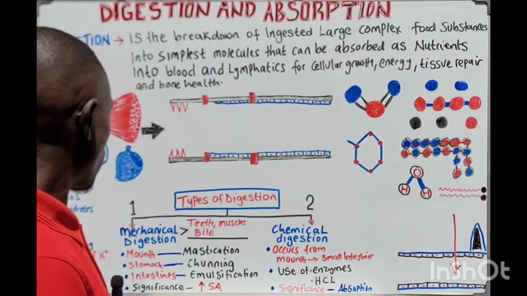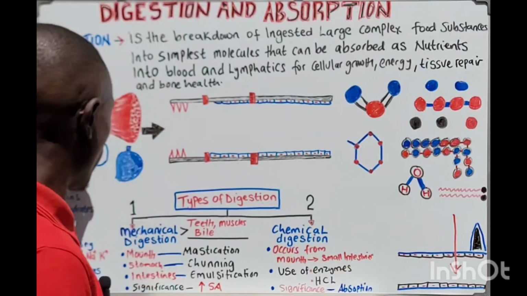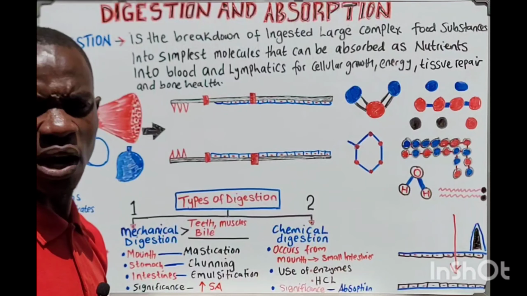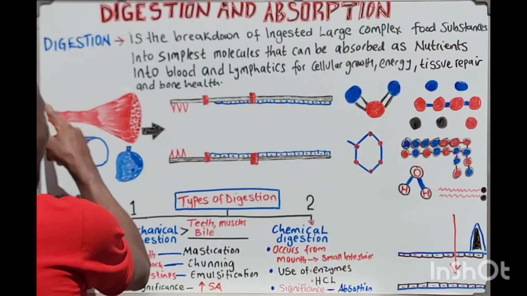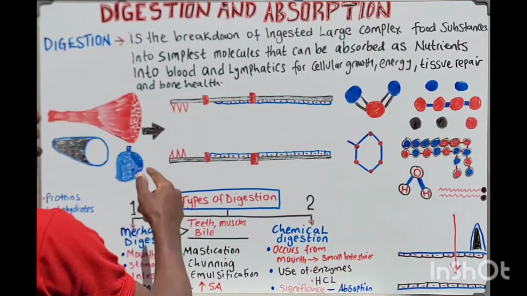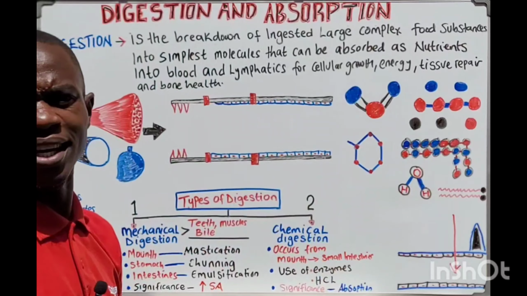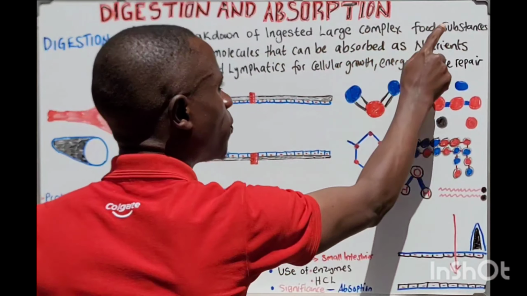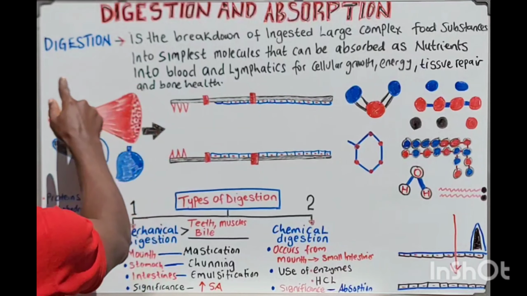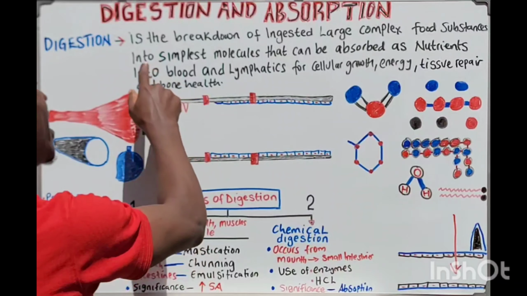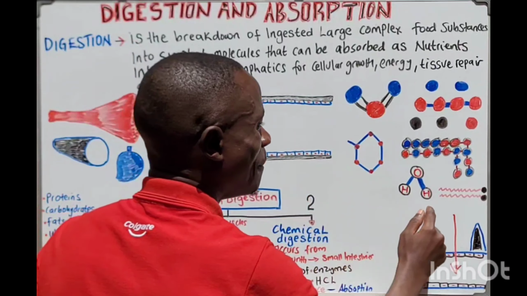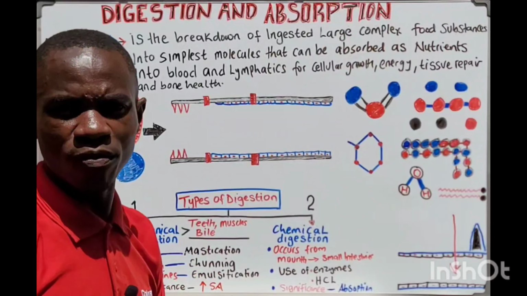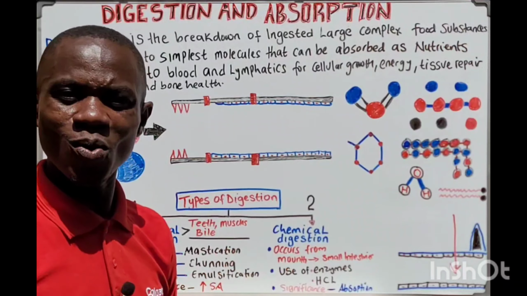There are very many other definitions of digestion, but this one is the simplest possible definition. Here we are seeing a diagrammatic illustration. We are trying to show how digestive processes happen. We are converting these large complex food substances into the simplest units. When we talk of large complex food substances, we mean all these substances here, and when we say the simplest molecules, we mean these simplest units after the breakdown of large complex food substances. It's all that simple.